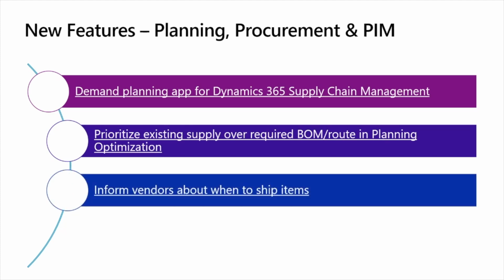The next one is inform vendors about when to ship the items. This feature adds a new ship date field to purchase orders, calculated according to the configured transport dates. When master planning suggests the date for placing a plan order, it will also consider the transportation day setup to help make sure the goods will arrive at your location on time.